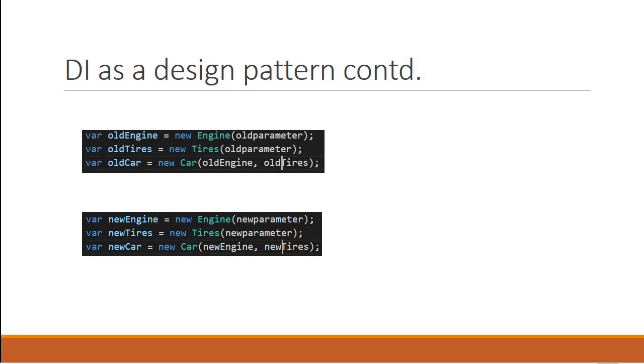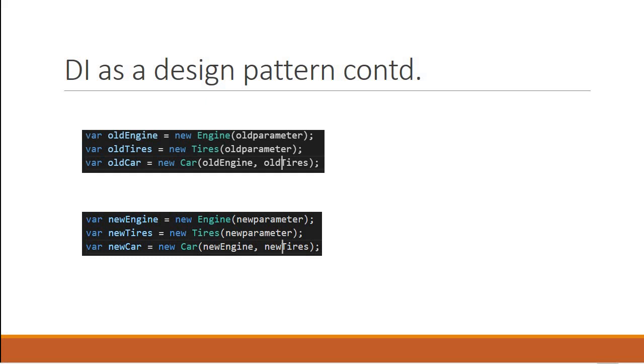Well, that is about DI as a design pattern. But now we have another problem at hand. With DI, we create a car by passing the dependencies as parameters. But here's the thing. We, as the developer, have to create those parameters first. Right now, we just have two dependencies, so we are fine. We create the engine and the tires and then pass it to the car.